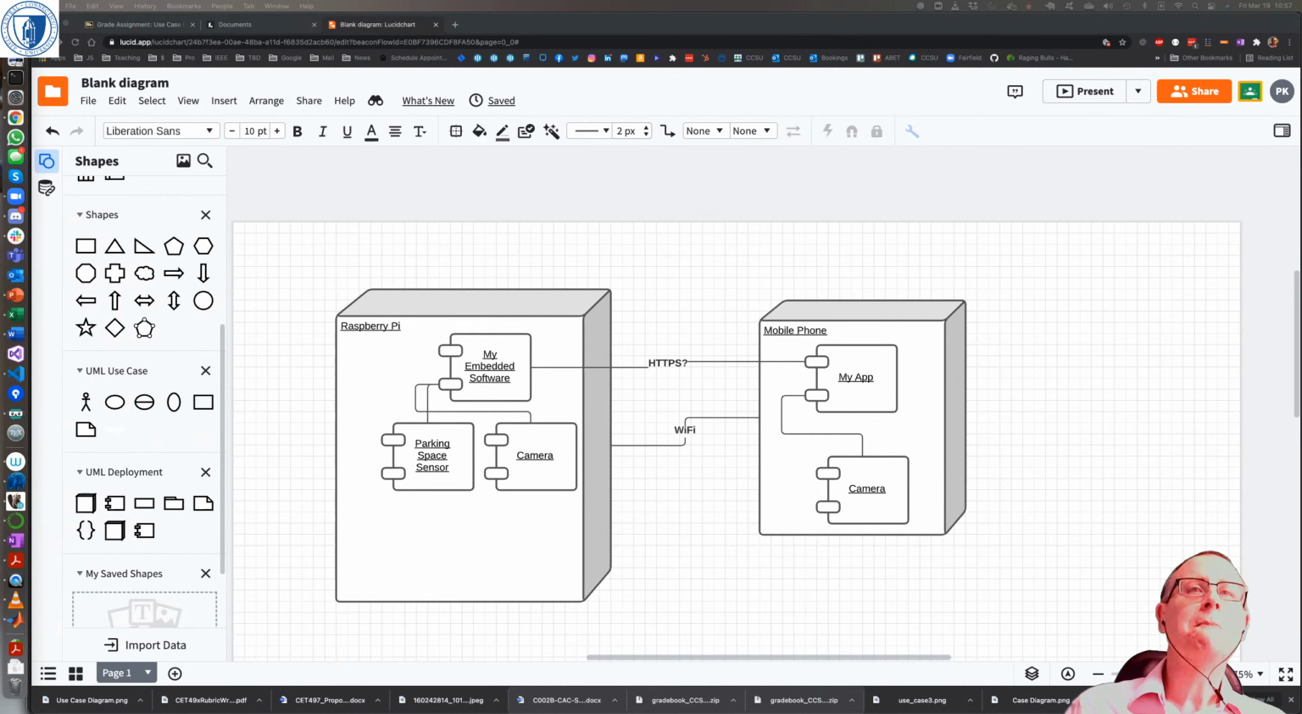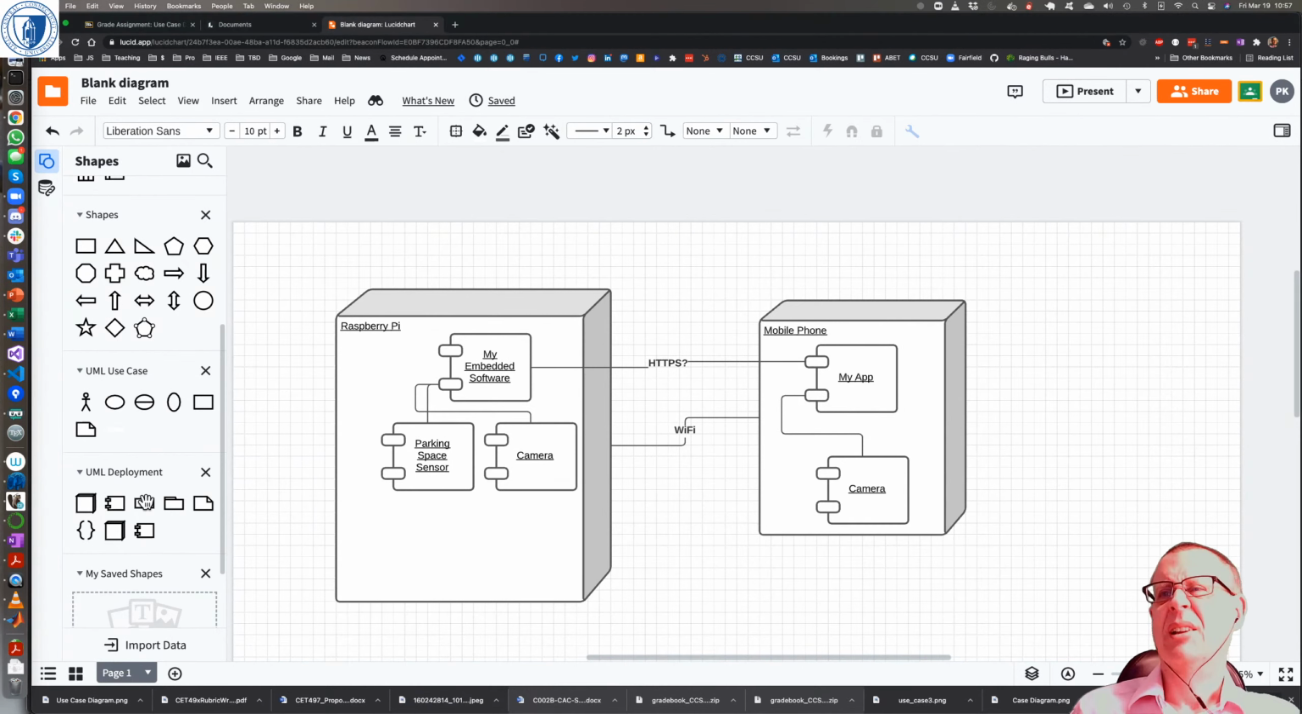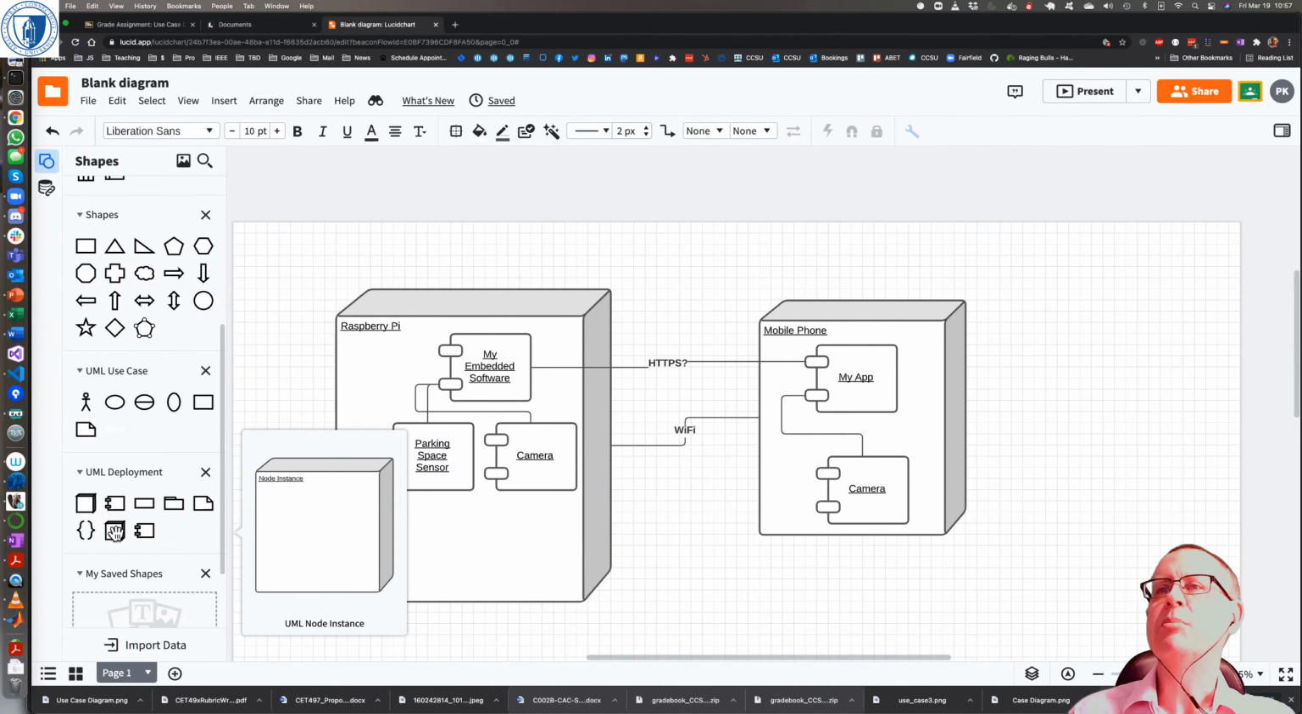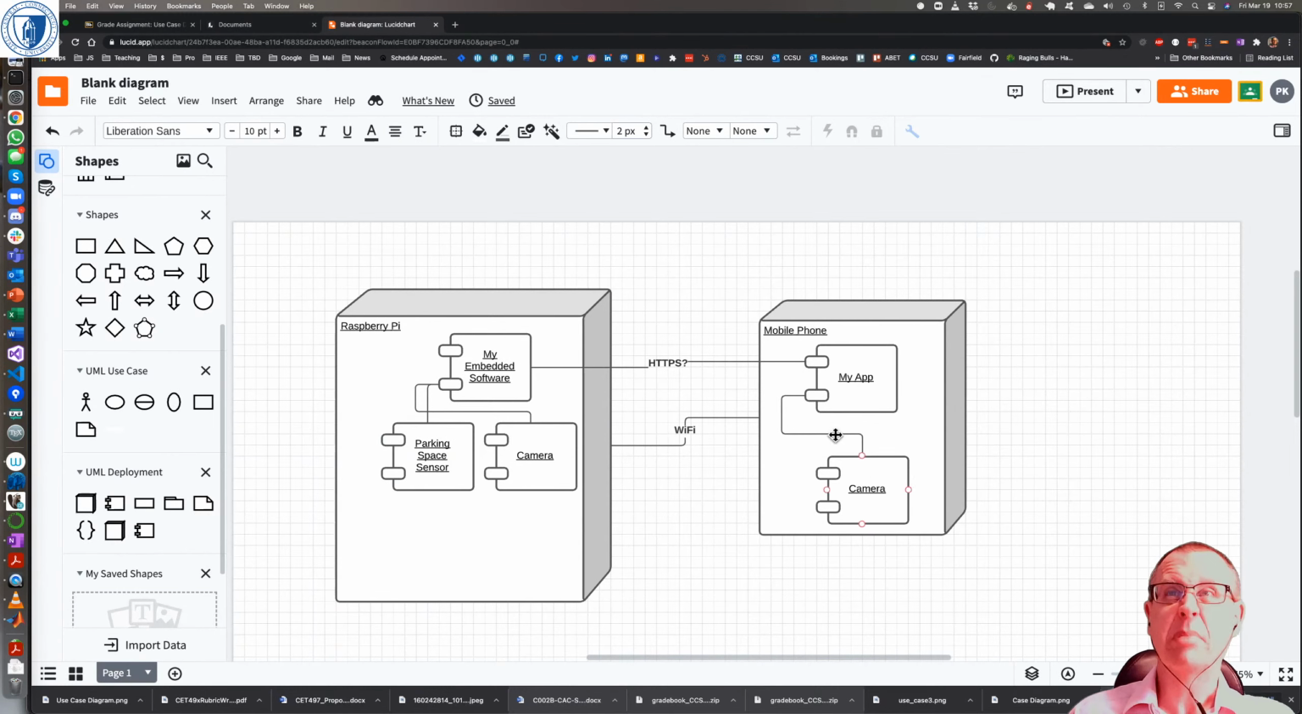Okay, I think that's about it. The only other things that maybe, they're the two important pieces, the node instance and the component instance. And this is mostly talking about software, except these boxes are hardware components, they're computers.